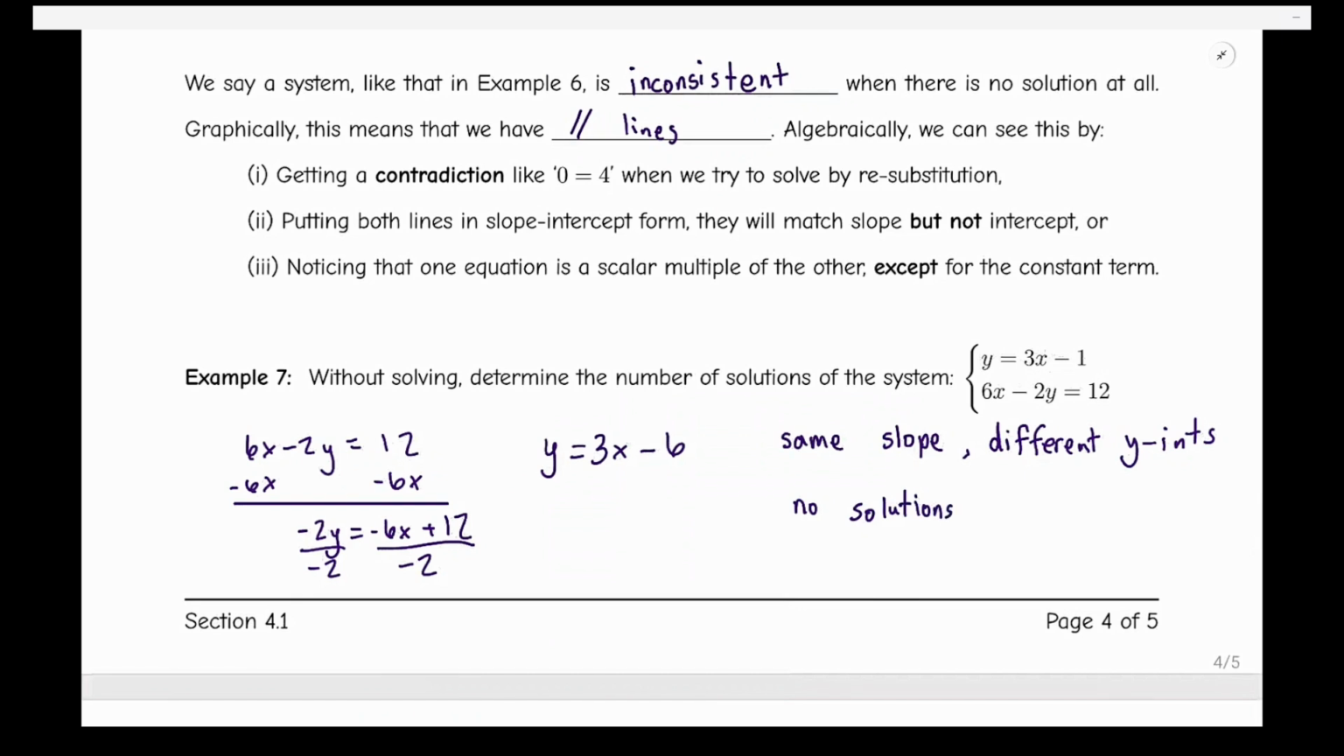There would be infinitely many solutions if both the slope and y-intercept were the same. And there would only be one solution if they had different slopes. Doesn't matter about the y-intercept if they have different slopes.